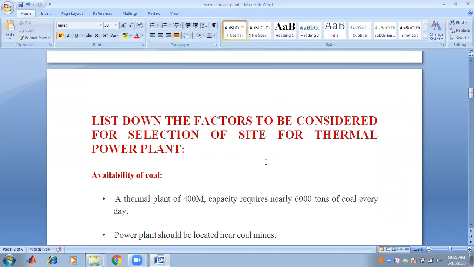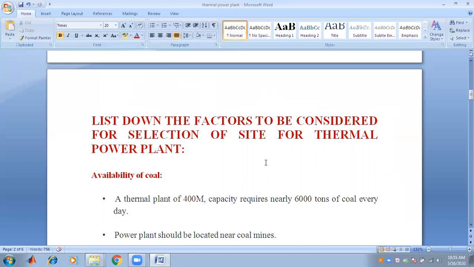So our main concern is the site selection of the thermal power plant. These processes will be continuing. The process of thermal energy generation will be continued, but our motto is to choose the site in order to obtain economic power generation.